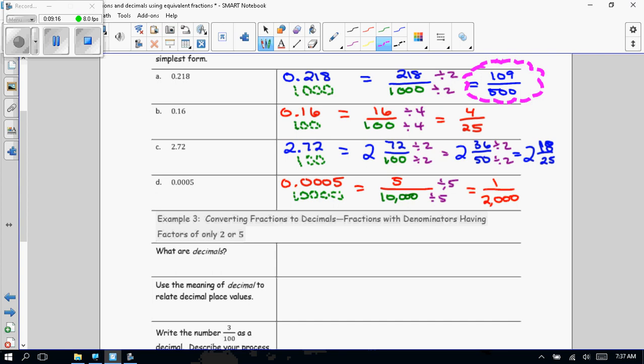For B, I ended up with 4 over 25 because I knew both the numerator and the denominator were multiples of 4. So again, if you didn't reduce it, hit pause and do that division so you reduce those.